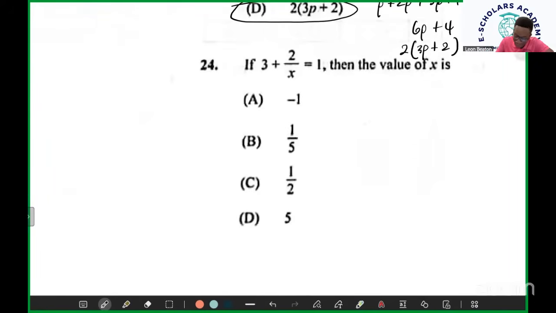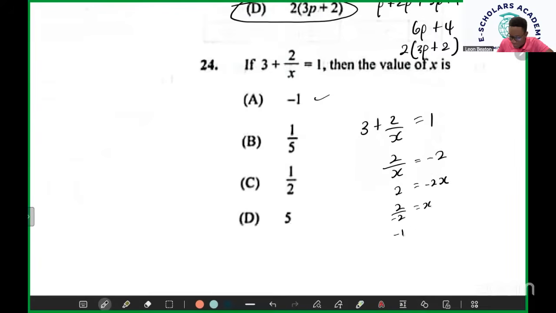So 3 plus 2 over x is equal to 1. I think we worked this one just now. I think it's A, but let's go through it. So 2 over x is equal to, we carry over this 3, it will minus, so 1 minus 3 would be a negative 2. So we take over the x, it will multiply, so we'll have 2 is equal to negative 2x. Carry over the 2, you have 2 divided by negative 2 is equal to x. So negative 1 is equal to x.